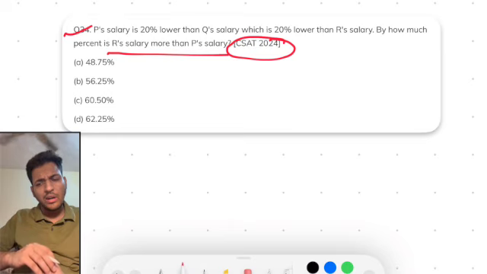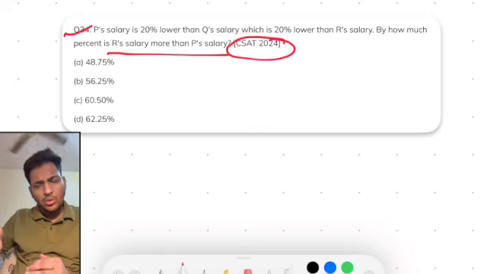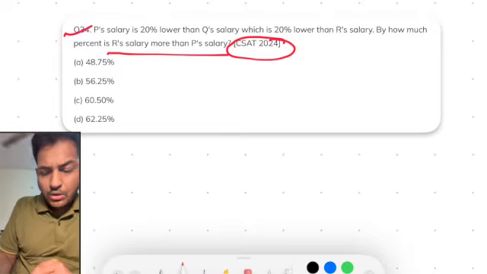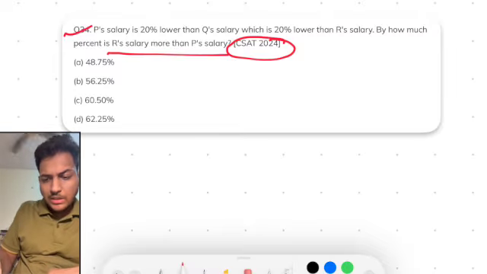Many of you feel it is very difficult: how will I do P is less than Q, Q is less than R? These questions are very simple if you just follow step by step. So kindly solve this question with me step by step.